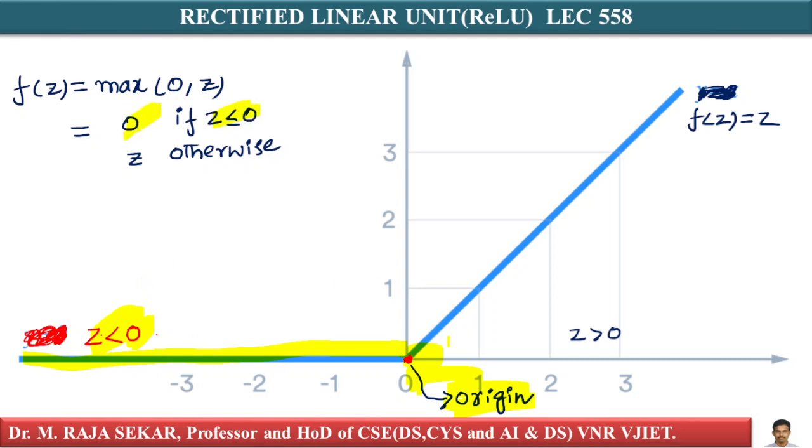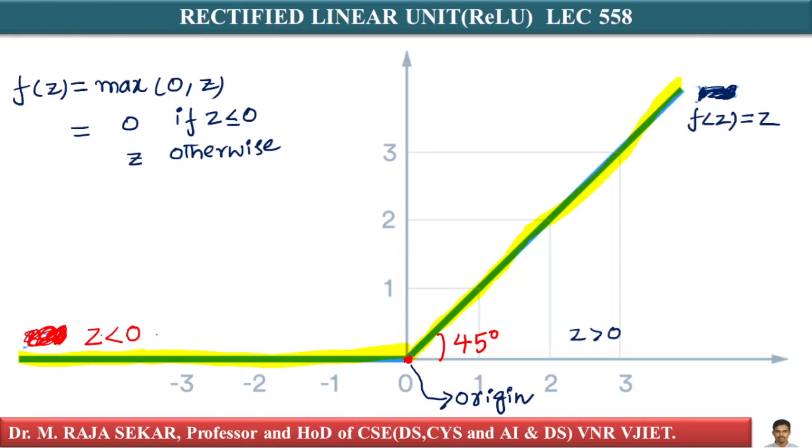When Z is greater than 0, it is just the value of Z. What is f of Z? F of Z equals Z. This is perfectly a 45 degrees line, isn't it? This is how my f of Z looks like.